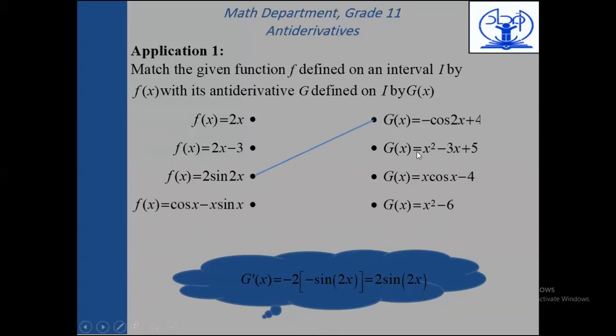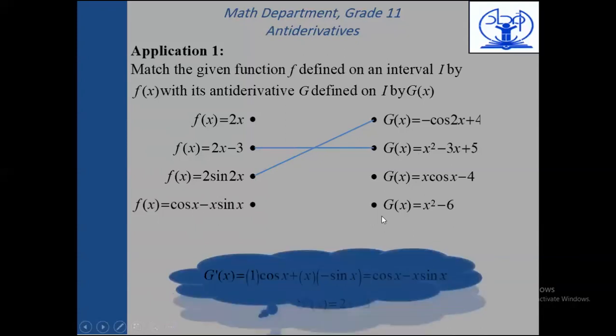Moving to the next capital G and deriving, you will get 2x minus 3, which is here. So this G is an antiderivative of that one. Moving to the next one, G prime, this is u times v, so it's u prime v plus v prime u, which is cosine x minus x sine x, which is here on the left, the fourth function. Consequently, this capital G of x is nothing but the antiderivative of this one.